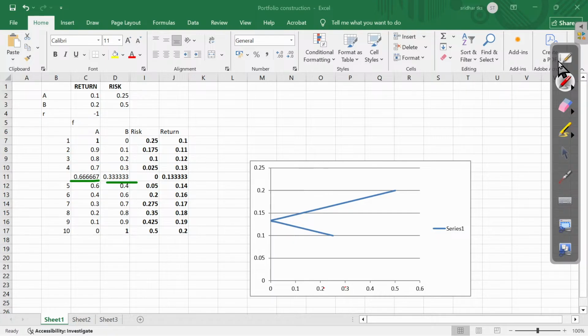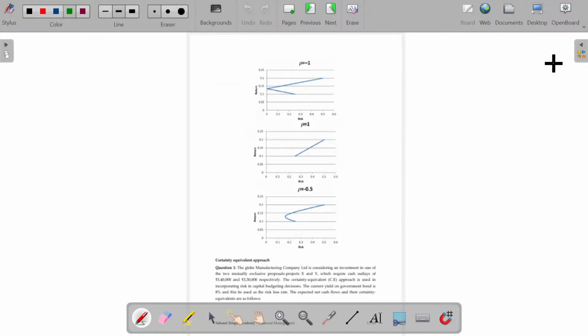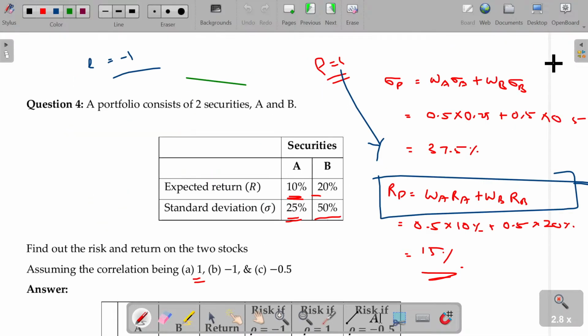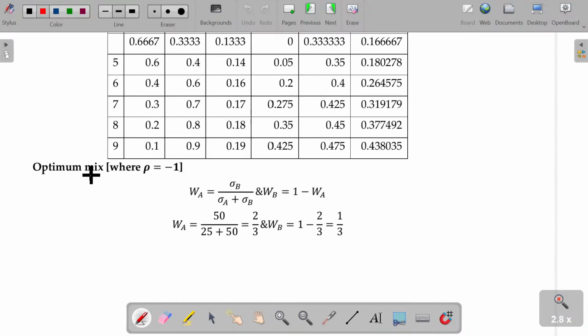It's very simple. You have been given a formula for this. You can apply this formula to get the direct answer. This is the answer. Optimum mix can be arrived using this formula. Weight of A is equal to standard deviation of B divided by standard deviation of A plus standard deviation of B. That's how you can find out the weight. This is the formula I'm going to use.